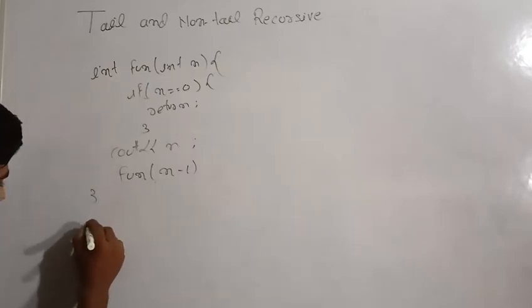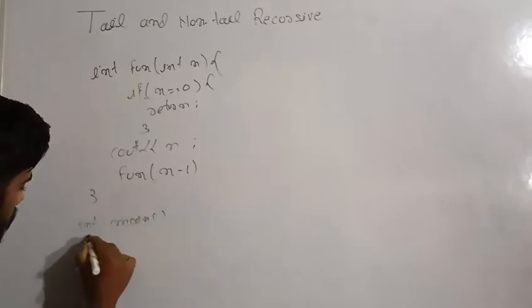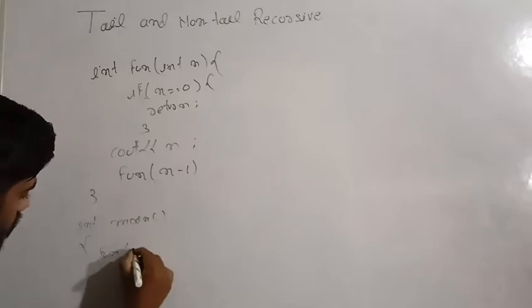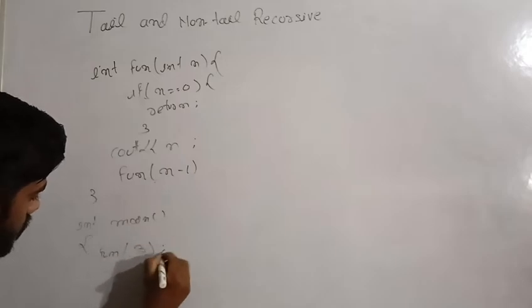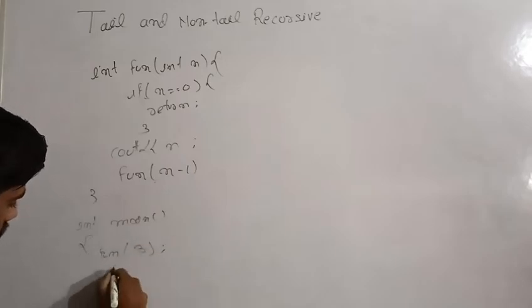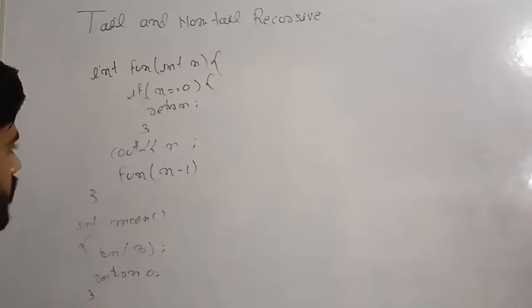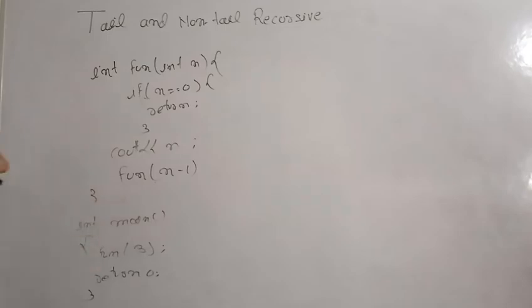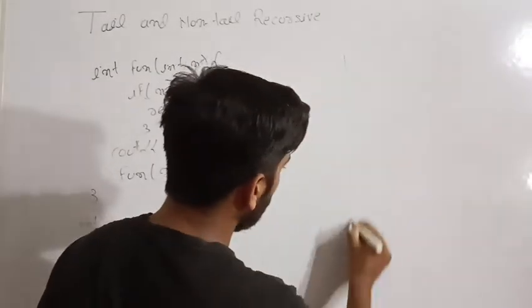And here suppose int main, and in this main function 3 will be passed to func, and return 0. Okay, this is the tail recursive function. Let's understand it with the help of the stack.